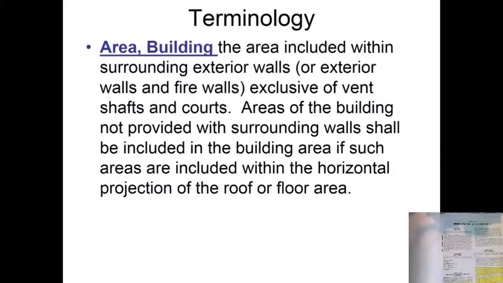Okay, let's talk about building area. That means the area included within surrounding exterior walls, or exterior walls and firewalls, exclusive, of course, of vent shafts. We talk about vent shafts and courts. Areas of the building not provided with surrounding walls shall be included in the building area if such area is included within the horizontal projection of the roof or floor. If the roof projects out, you have to cover what's below it.